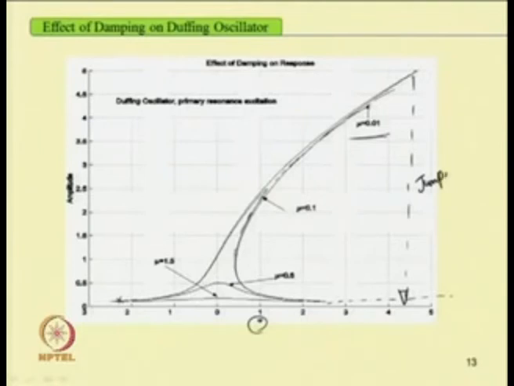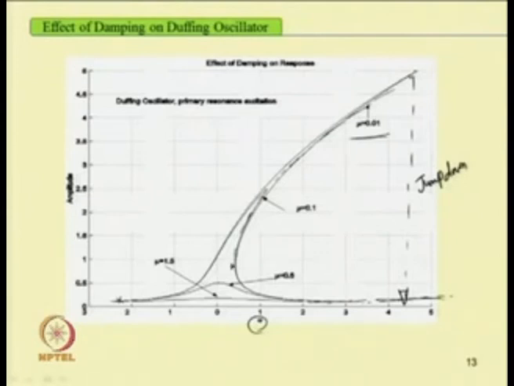Already in module 1, we know different types of phenomena associated with nonlinear systems. So, the system response from this point will jump down to the other type of response. Now if we sweep down the frequency, let us start at this frequency. If we sweep down, then it will follow this path up to this position.